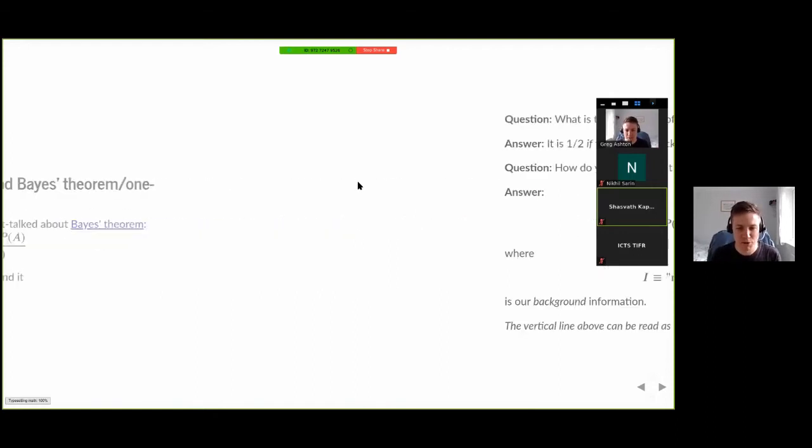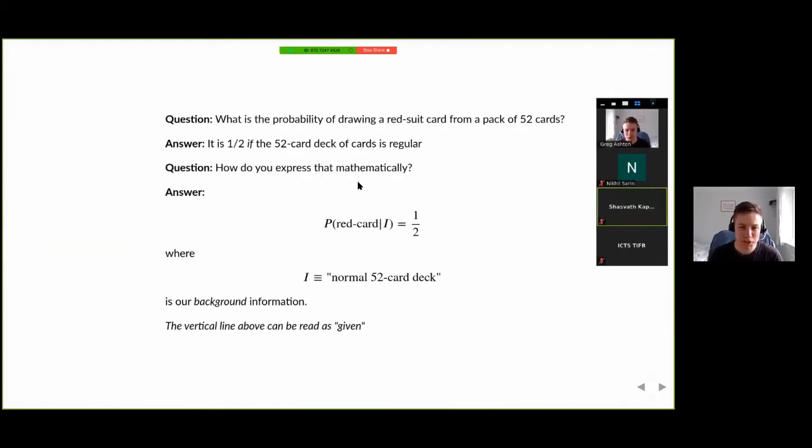So let's give a really simple concrete example, which you have all no doubt seen something like before. If I have a regular set of playing cards, a 52 card pack, and I ask you, what's the probability of drawing a red suit card from the pack? Well, of course, half the cards are red, so the answer is a half, right? It's easy.